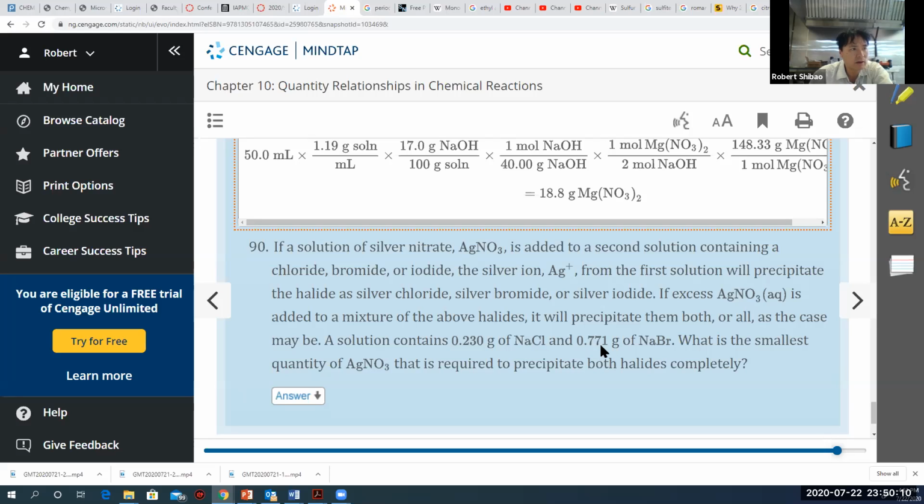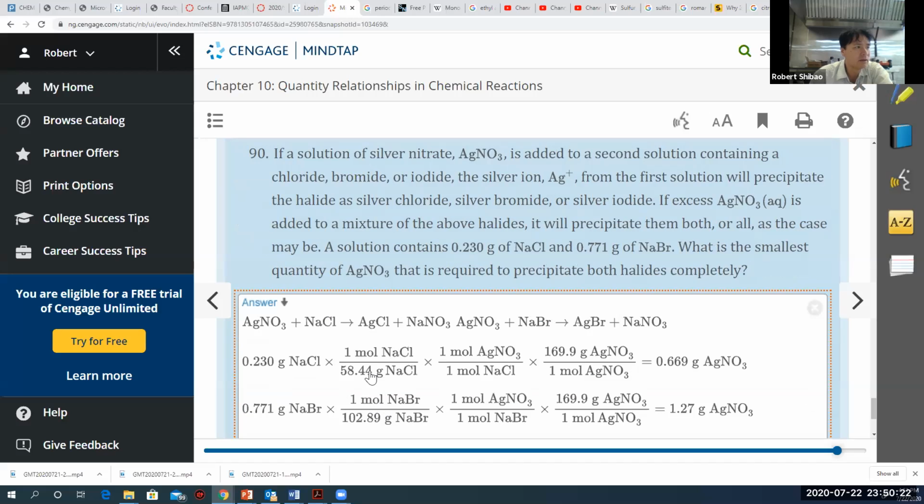Then we do a second problem. We go grams of sodium bromide to moles of sodium bromide, moles of sodium bromide to moles of silver nitrate, and grams of silver nitrate. And then we figure out the total. In this case, we have to add it together. This should be two separate reactions here. It might look like one reaction, but there are two separate reactions here.